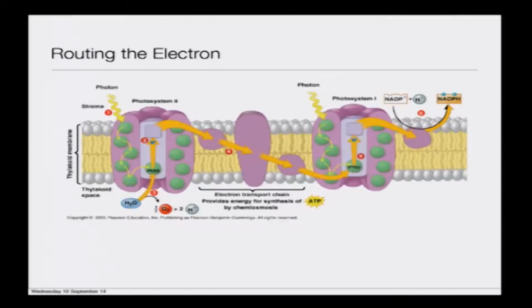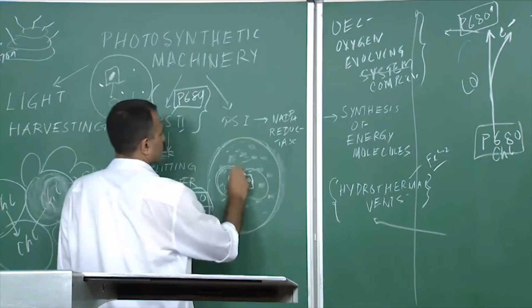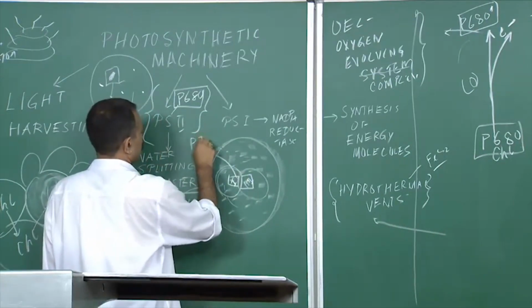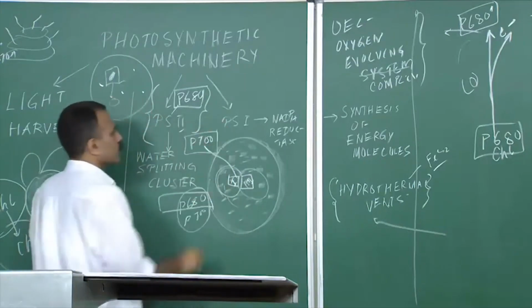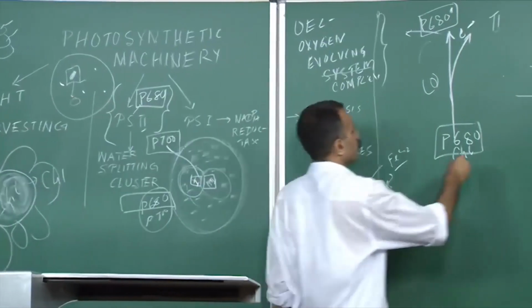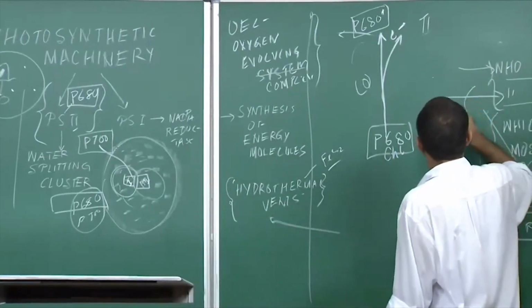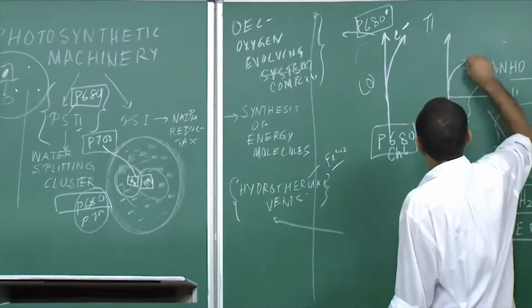In the meantime, simultaneously another event has taken place in another reaction center, which is called photosystem 1. At photosystem 1, in parallel, there is P700, which is PS1. Simultaneously, another chlorophyll molecule out here, because of the light, got oxidized.